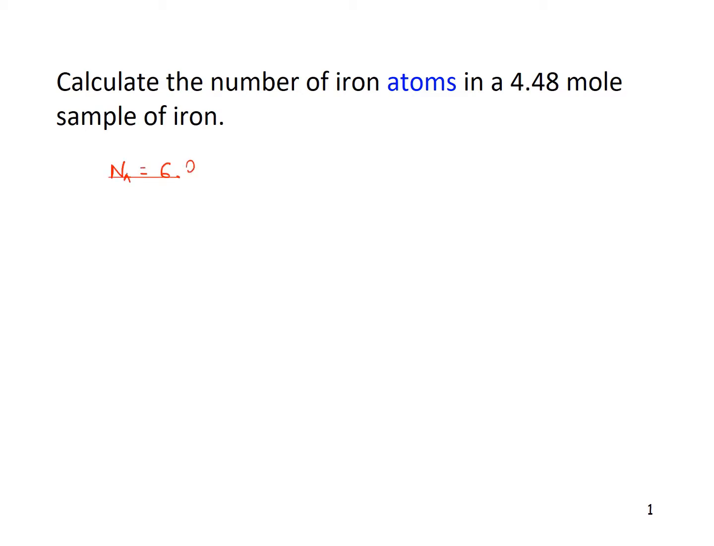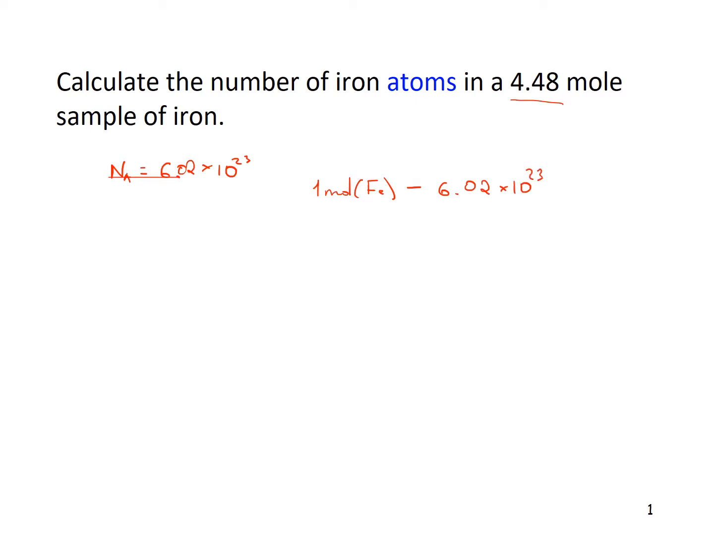Okay, so remember that this is going to relate to Avogadro's number, right? Remember, Avogadro's number is 6.02 times 10 to the 23rd. And this tells us how many atoms, or anything, in this case the atoms of iron, we have in 1 mole. So we need to find the number of atoms in 4.48 moles of the sample.